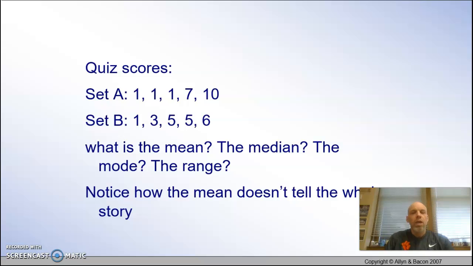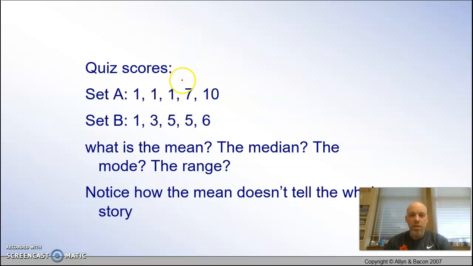Okay? If I'm looking at this frequency distribution, set A, then I see that I have 5 data points. Set B also has 5. I take the average of both of these. If I go average of set A, 1 plus 1 plus 1 plus 7 plus 10, okay, I get 20. I divide that by 5, I get an average of 4. You'll notice set B has the exact same average. The mean, the average, is 4 for both of those sets.